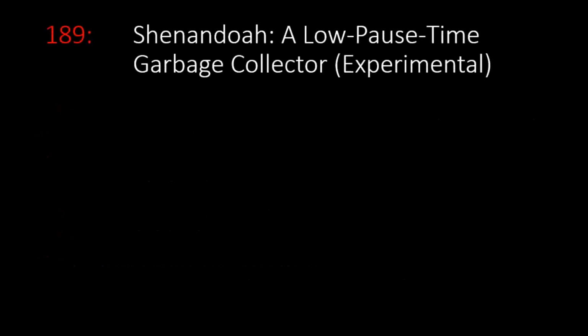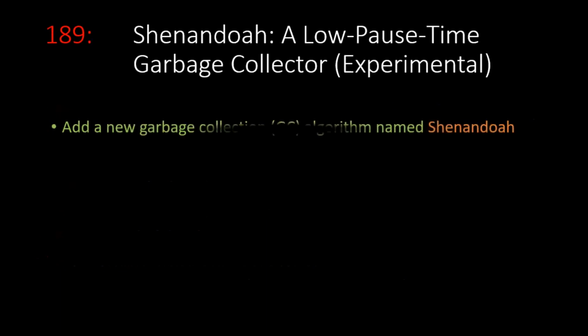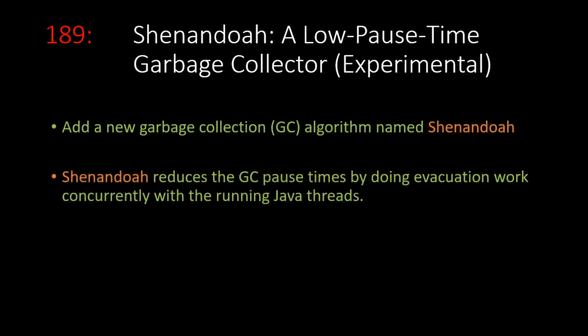The Shenandoah algorithm, a low-pause time garbage collector, has been introduced, and this reduces the GC pause times by doing the evacuation work concurrently with the running Java threads. So this has more to do with garbage collection and effectively managing the pause time.